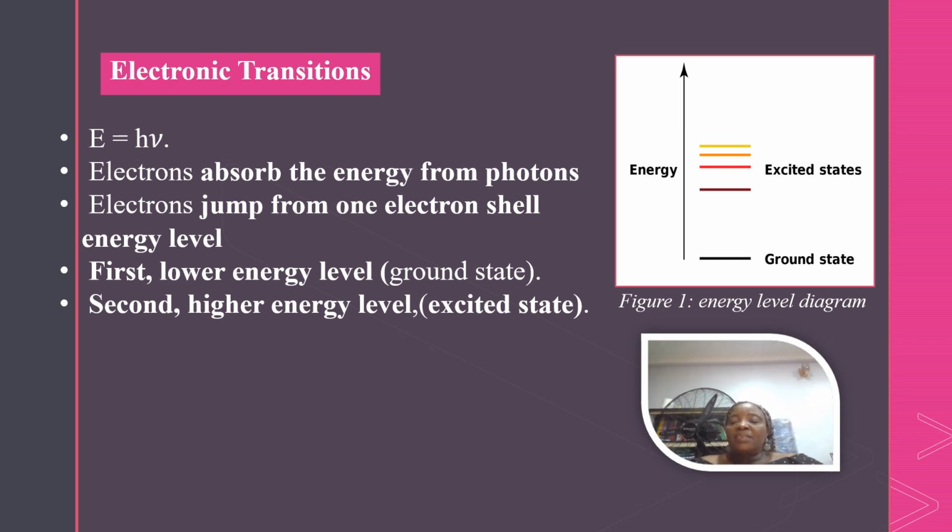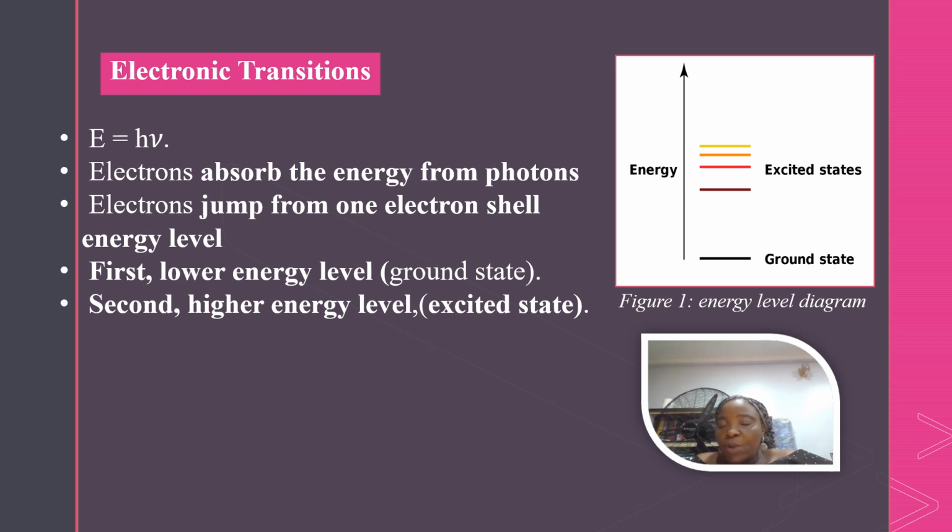When an atom or molecule is supplied with energy in the form of a photon, the electrons get excited and jump from one energy level to the other. Looking at figure 1, these electrons absorb the energy from these photons and they jump, as I said, from one electron shell or orbital, known as energy level, to another.